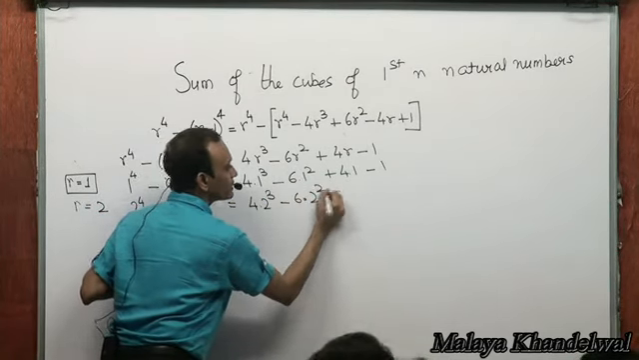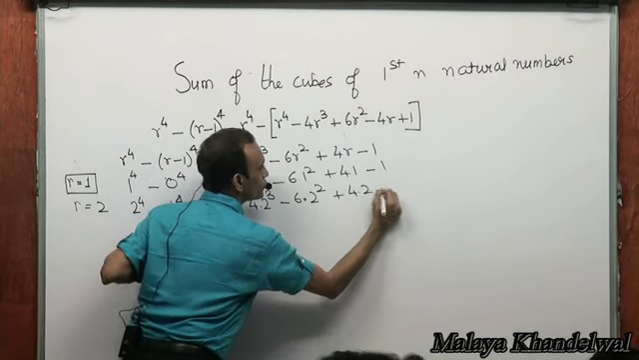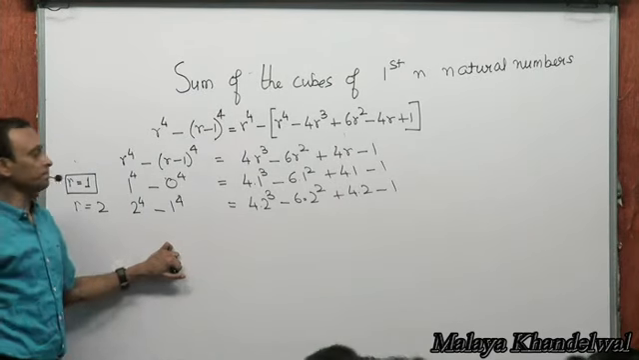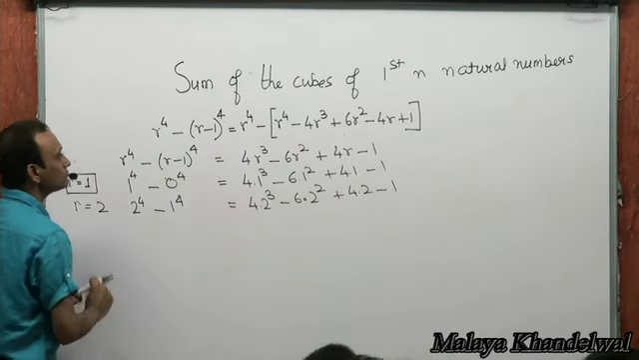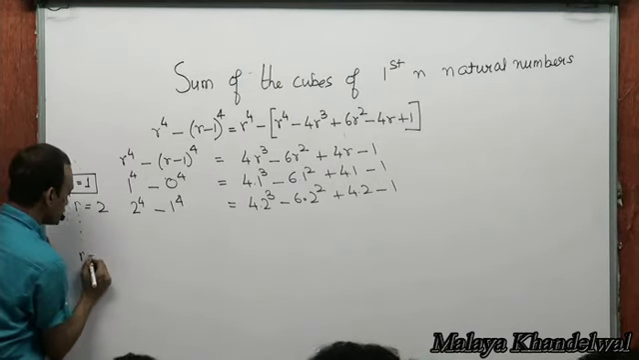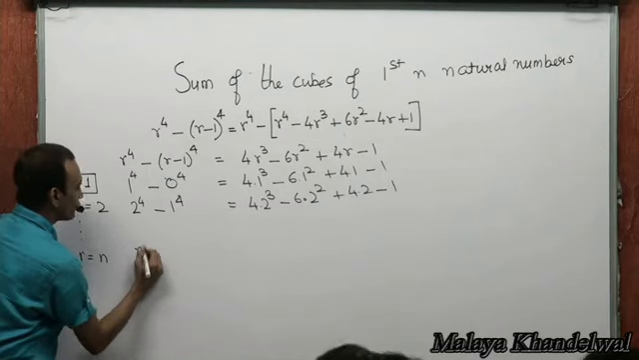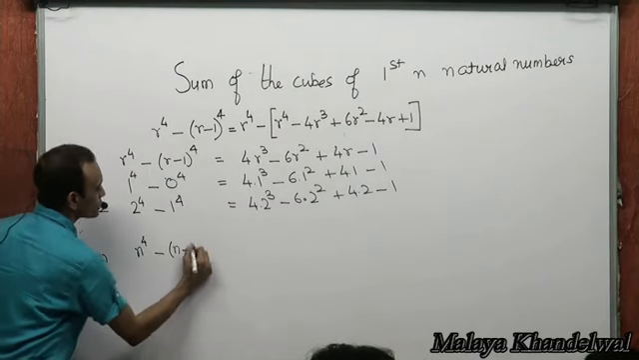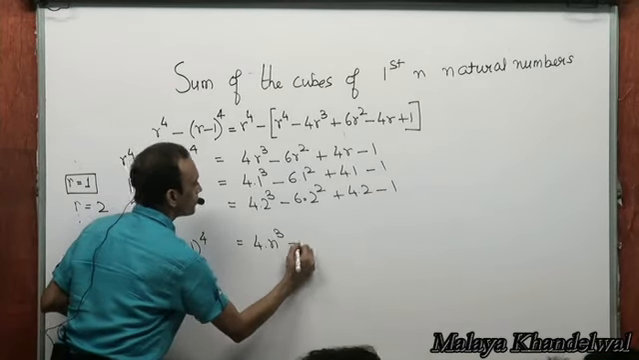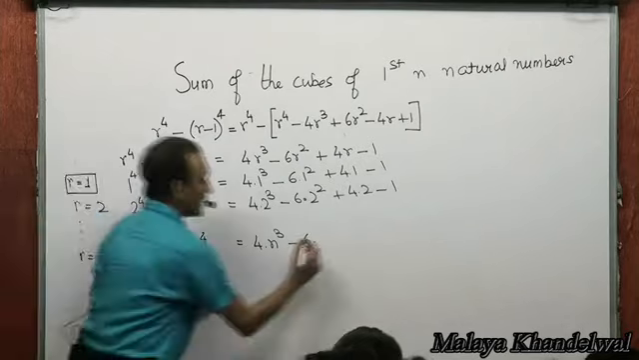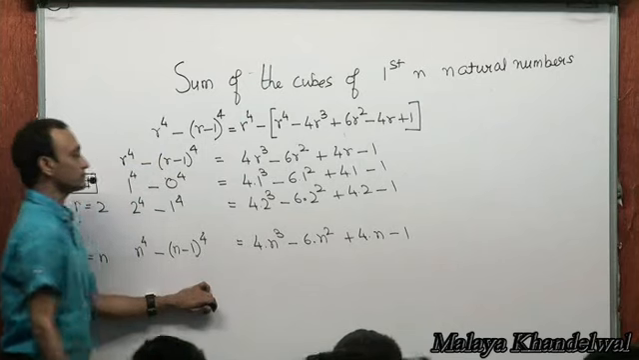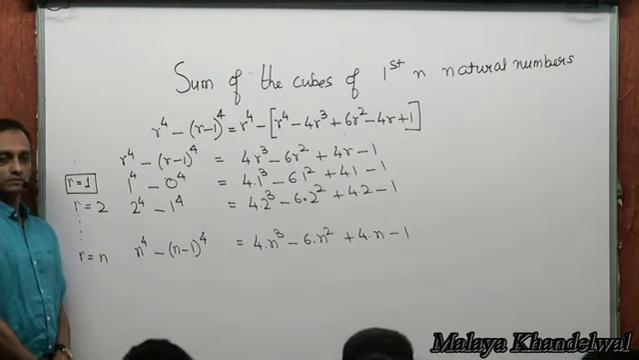6 into 2 squared plus 4 into 2 minus 1. Going this way, plug in r equal to n. So n to power 4 minus (n minus 1) to power 4 equals 4 into n cube minus 6 into n squared plus 4 into n minus 1. Do you see sense in this?